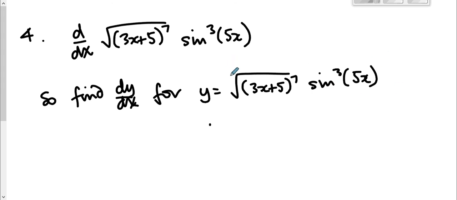So now we have to take the derivative of that, and you can see that it's composed of two parts multiplied together, this bit and this bit. So it is a product rule. But there are a couple of things we need to know before we do this.